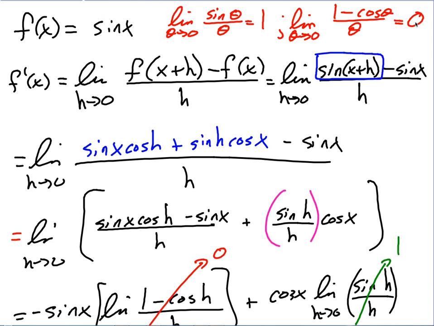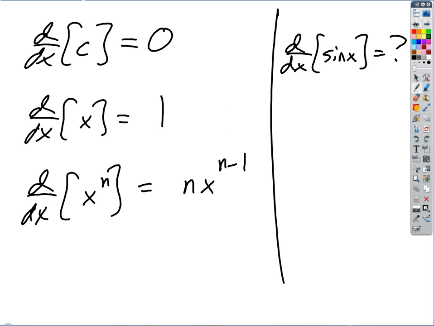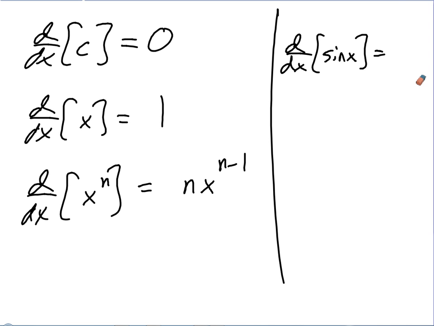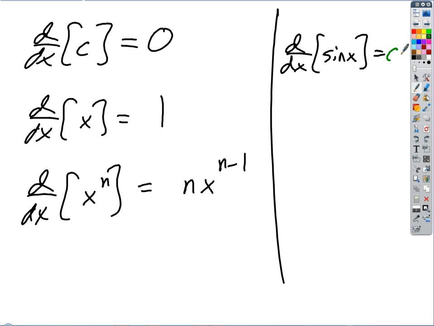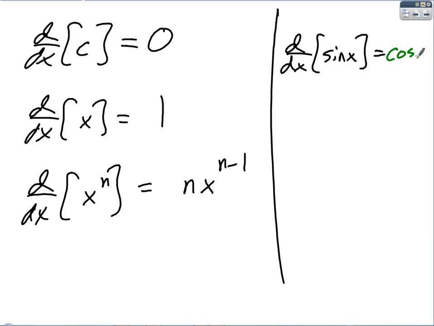So we can go back here and fill in the blank on this guy. It's not a question mark anymore. We know what it is. It's cosine x. The derivative with respect to x of sine x is cosine x.